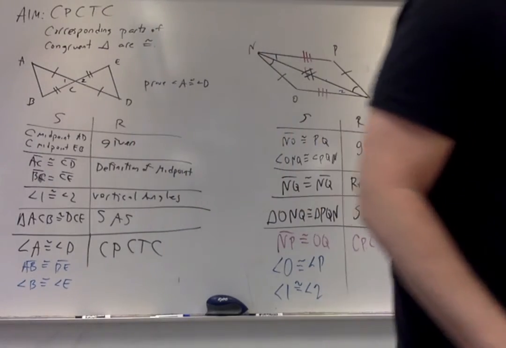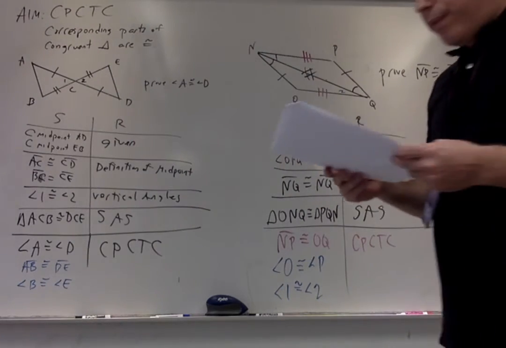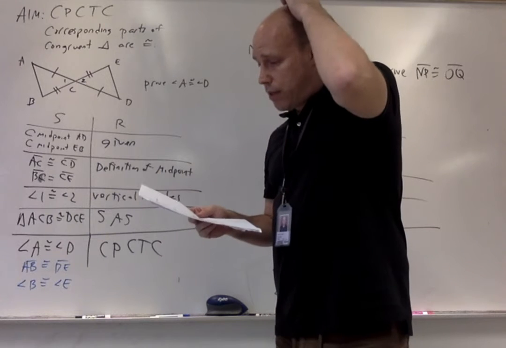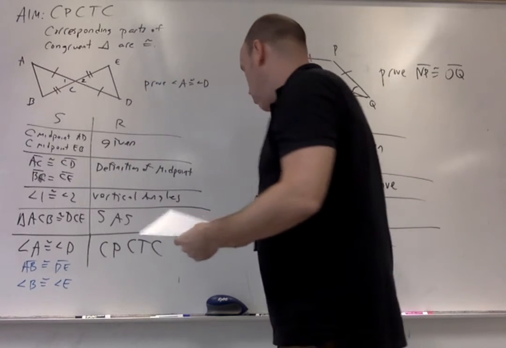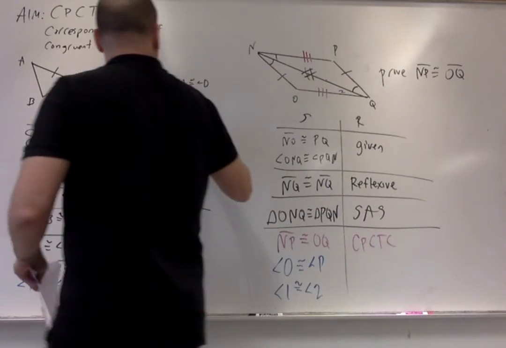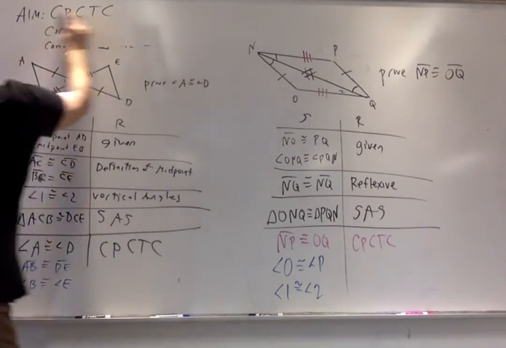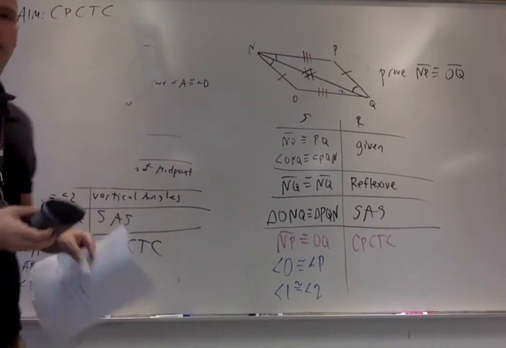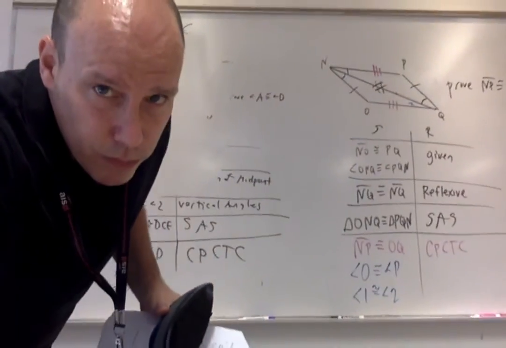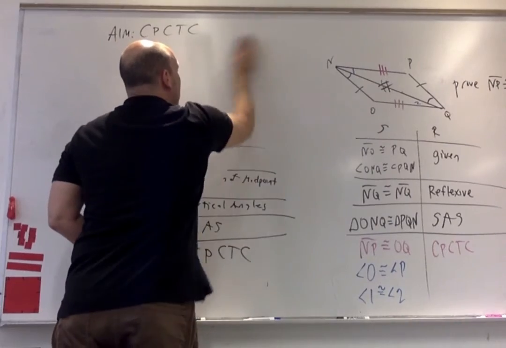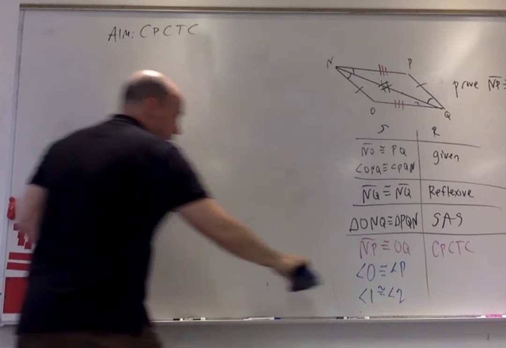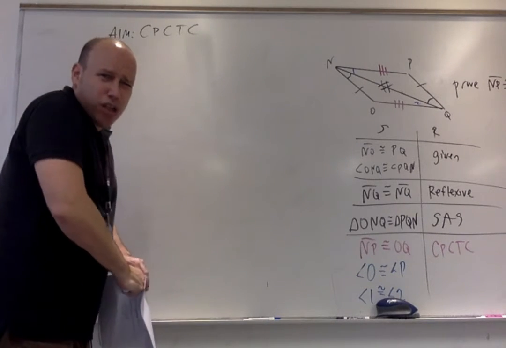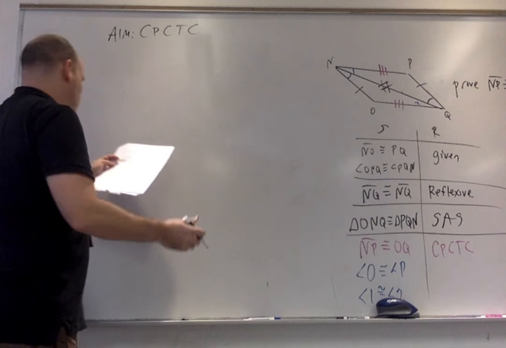Let's see. Number 3. Prove the altitude drawn from the vertex of an isosceles triangle bisects the base. Let's think about that for a second. Prove the altitude drawn from the vertex of the isosceles. So here are a couple of terms that I haven't really talked about, but you know what I'm talking about.